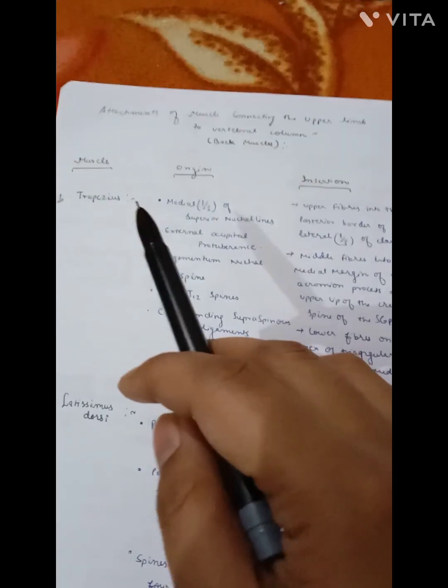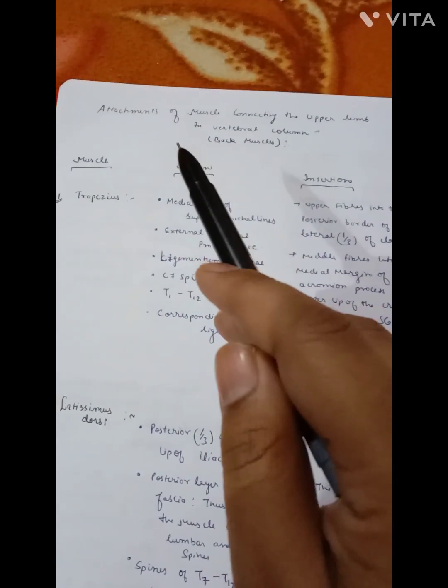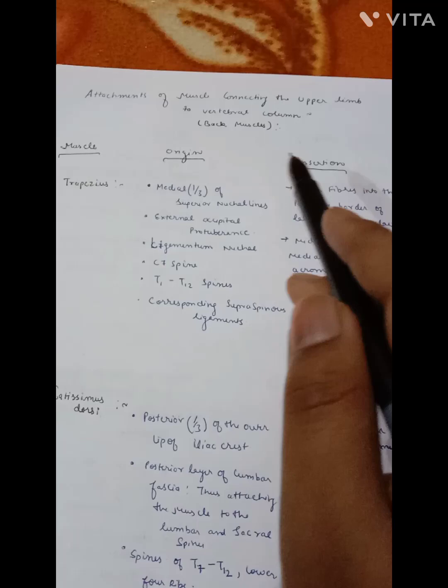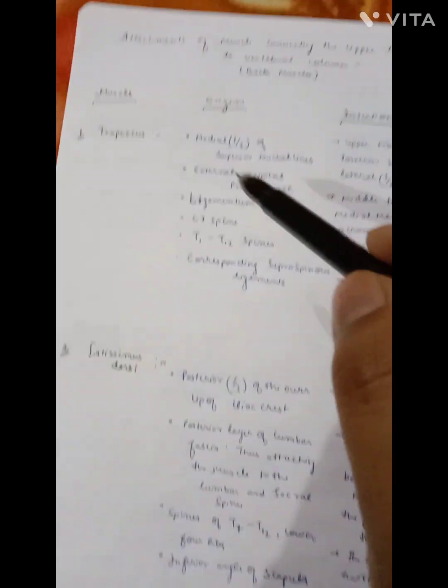We are starting now back muscles. Attachment of the muscles connecting the upper limb to the vertebral column.